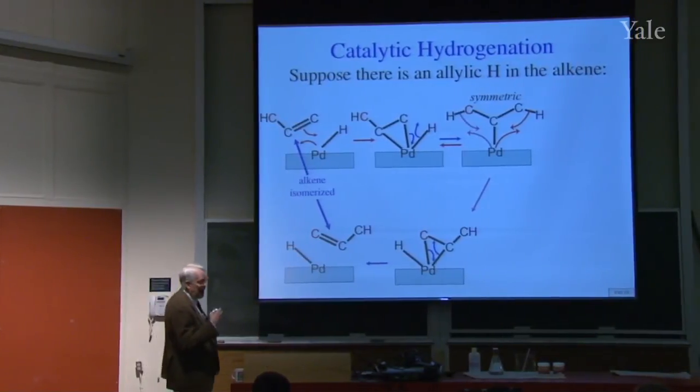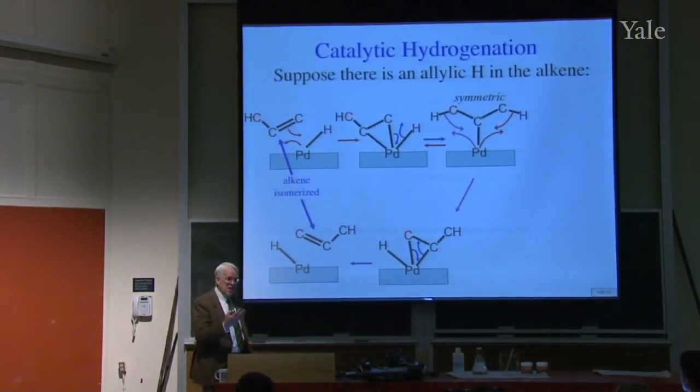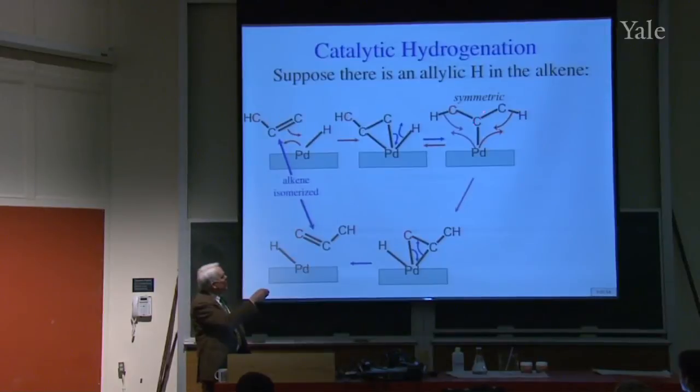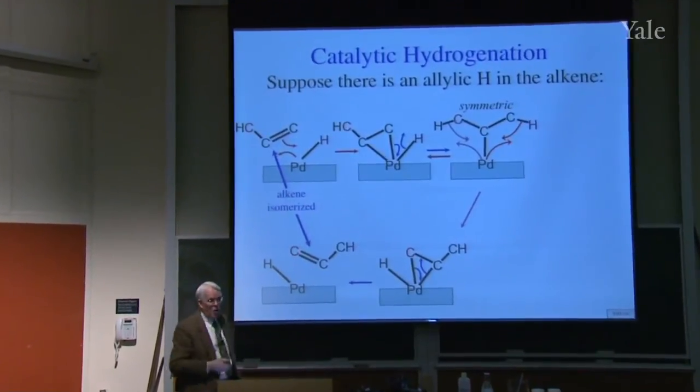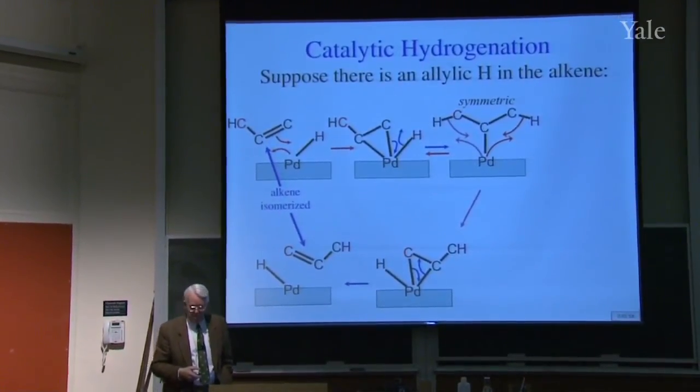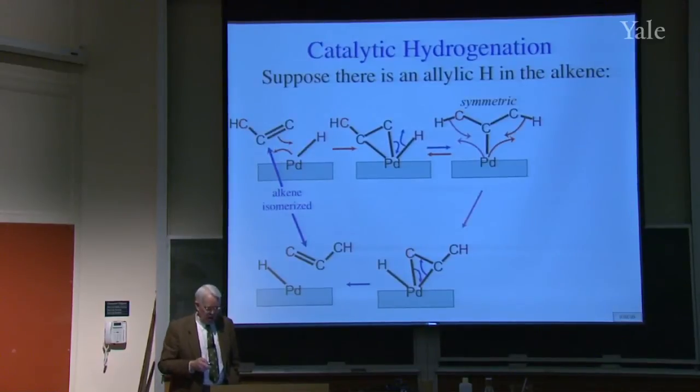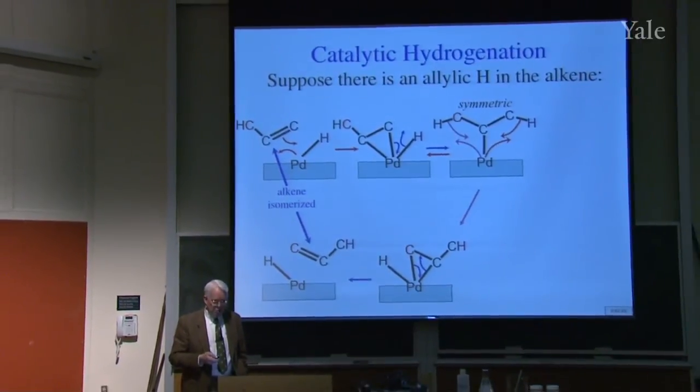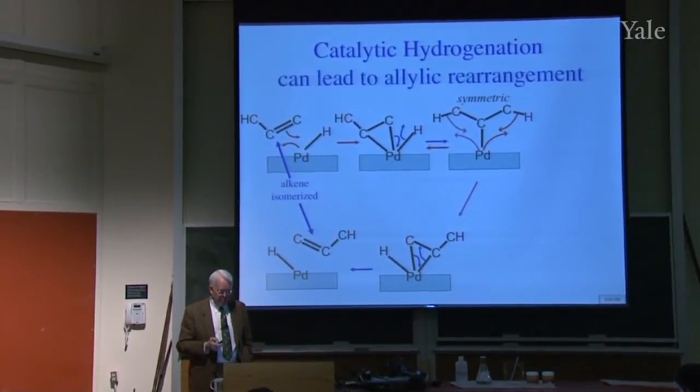So it's all these oxidative additions and reductive eliminations, but if you go through that symmetric intermediate, then you can take the wrong one off as you go back towards starting material. So the starting material is actually the isomerized product. So that's presumably how it happens. So catalytic hydrogenation can lead to allylic rearrangement.